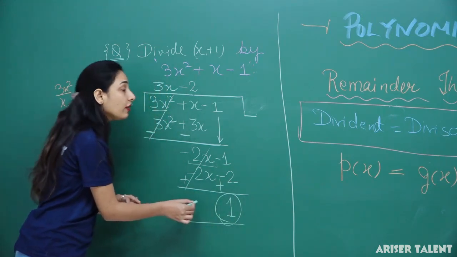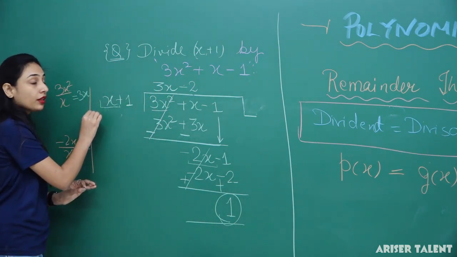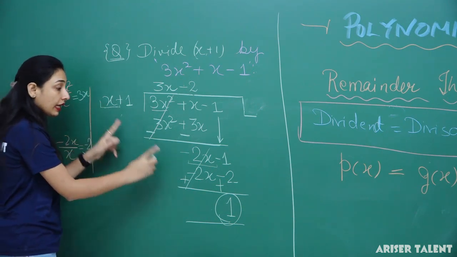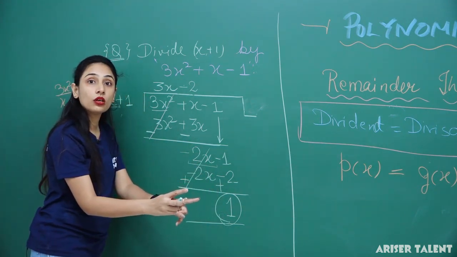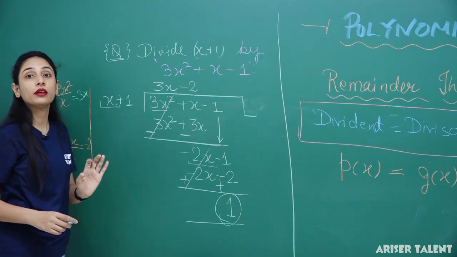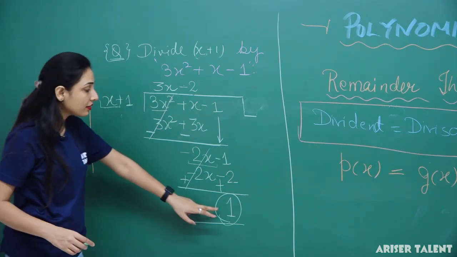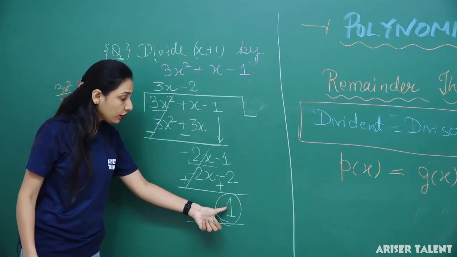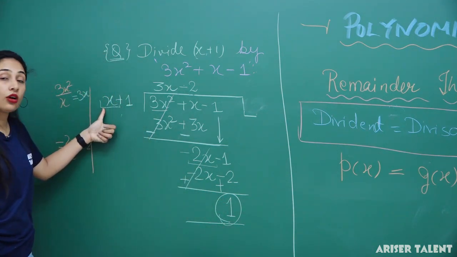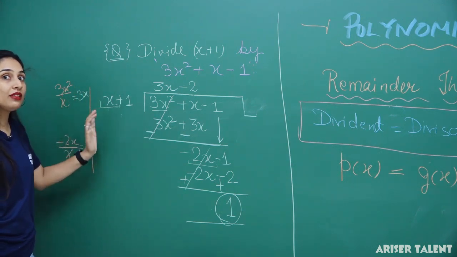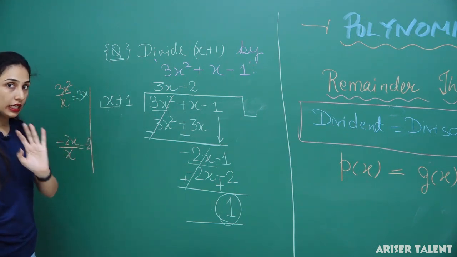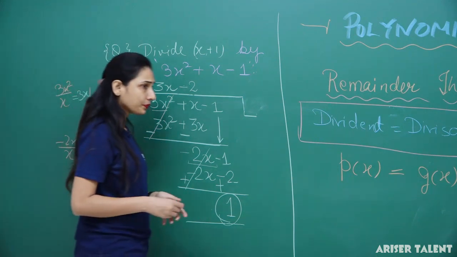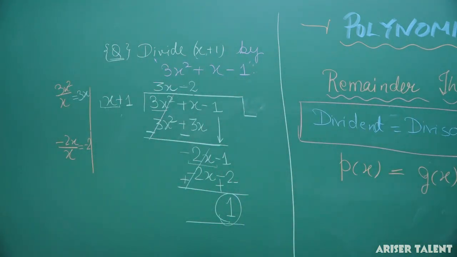Okay. And I repeated this process till the degree of this term becomes less than this. Now the degree of this is 1 and degree of this is 0. Now this process won't be repeated. When the degree of the remainder becomes less than the degree of the divisor, then we stop this process. Okay, clear about that? So note this question, right? Okay.